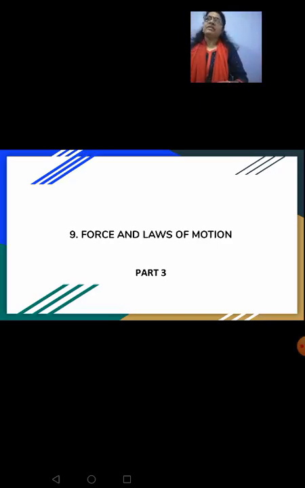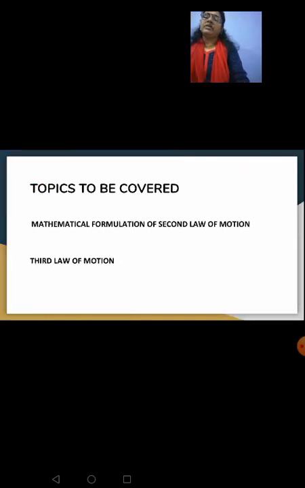I said that we will be doing the mathematical derivation for the second law of motion. So that is what we'll be doing in today's session, the mathematical formulation of the second law of motion, and then we'll be doing the third law of motion.